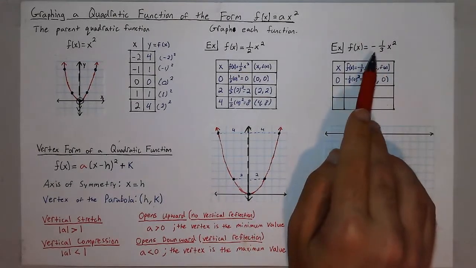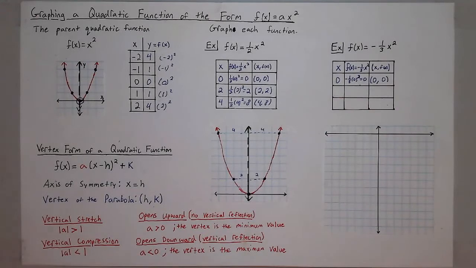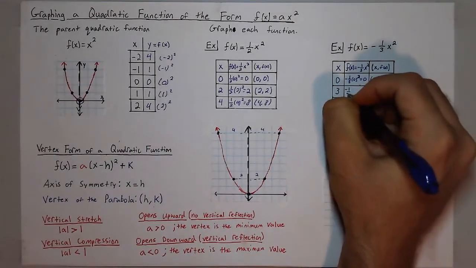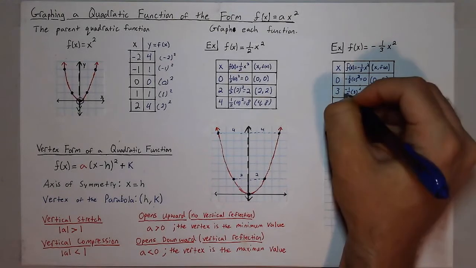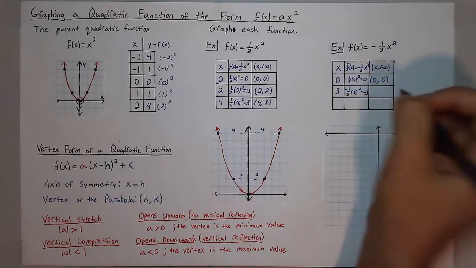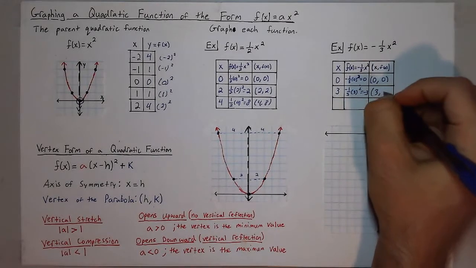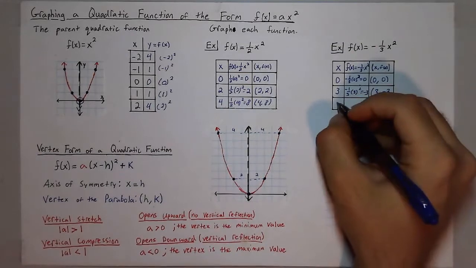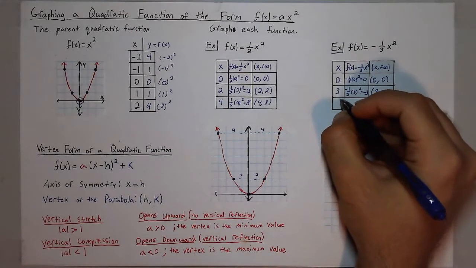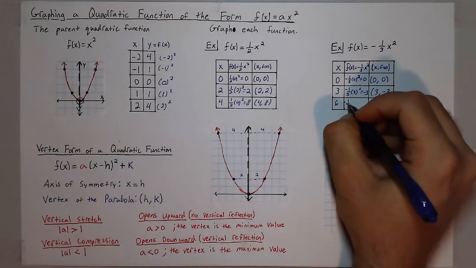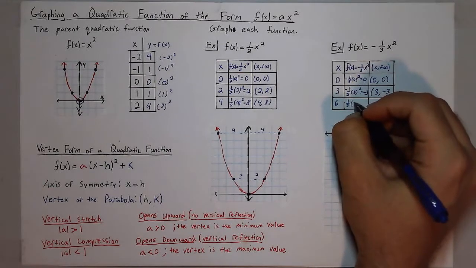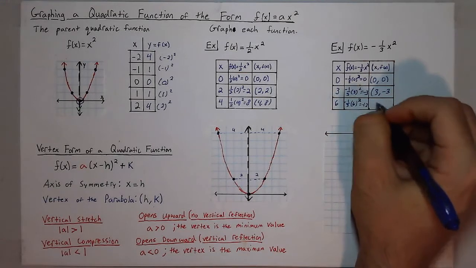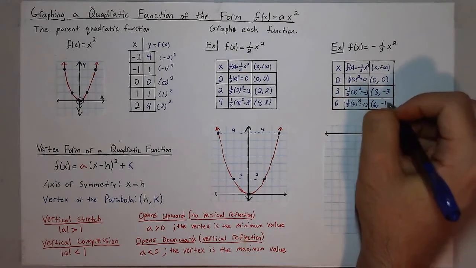See what happens when I place a negative on this function. And here I'm going to use 3. So -1/3 times 3 squared. So -1/3 of 9 is -3. So I get 3, -3. And now I will also use 6. So -1/3 of 6 squared, so it's negative 1/3 of 36, which is negative 12, giving me 6, negative 12.